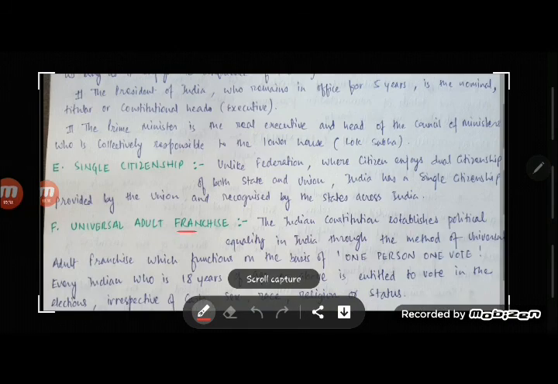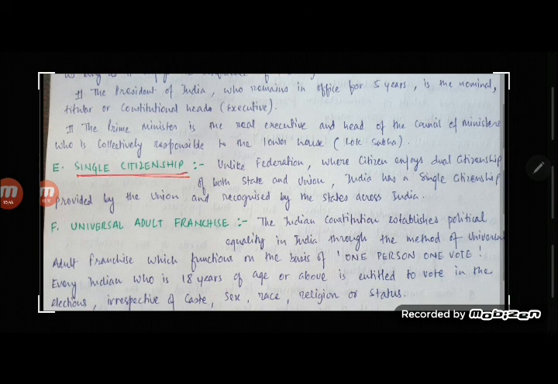Now we move to the next topic, that is single citizenship. Unlike a federation, where citizens enjoy dual citizenship of both the state and the union, India has single citizenship provided by the union and recognized by the state across India. So we have a single citizenship for the whole of India. No other citizenship for the state is required in India.